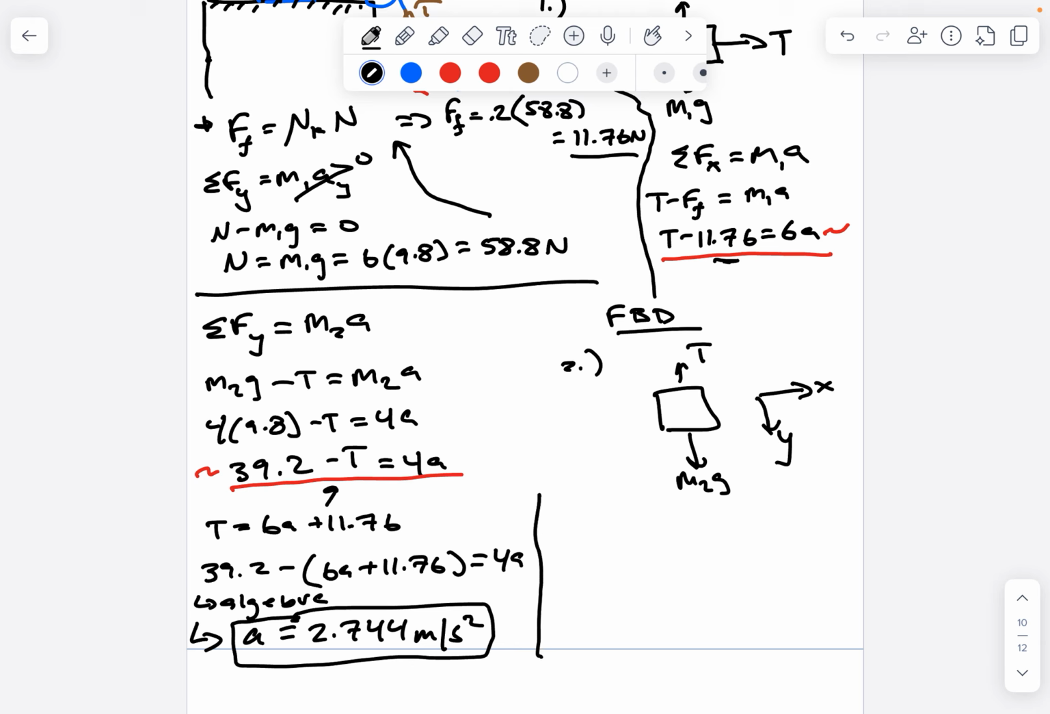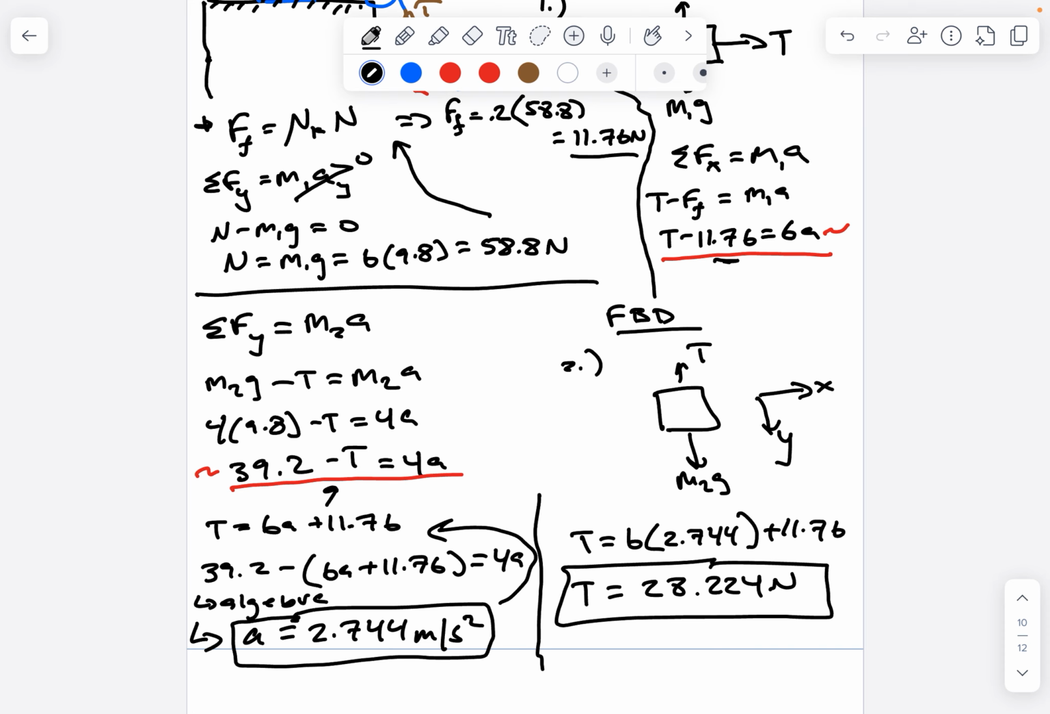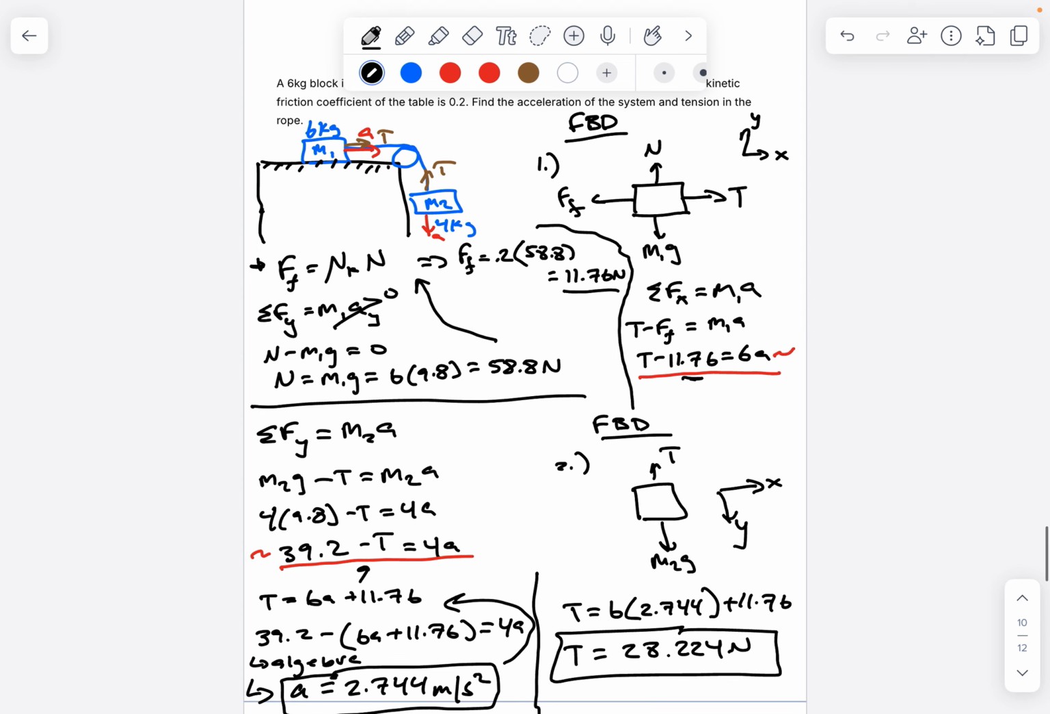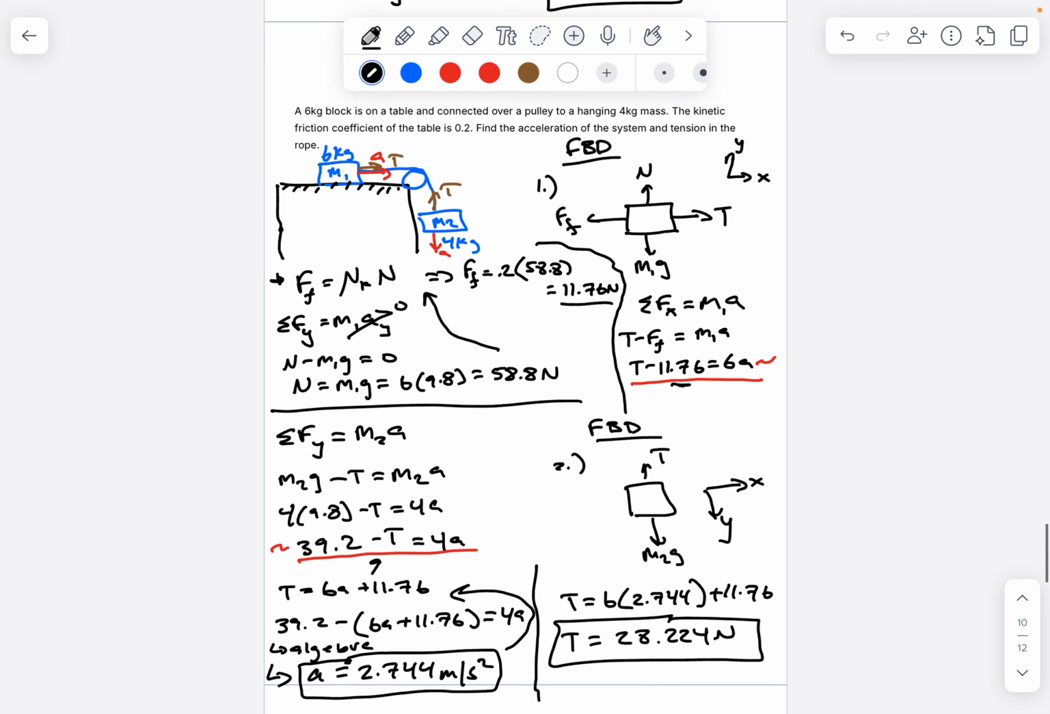All right, now that we have our acceleration, we're going to plug this back into here. So we'll have T is equal to 6 times 2.744 plus 11.76. From this, we can get that tension is 28.224 newtons. There you go. That is our final answer for this type of problem.